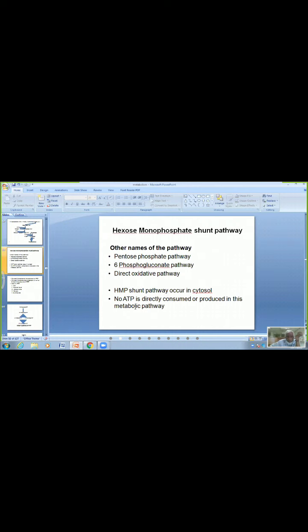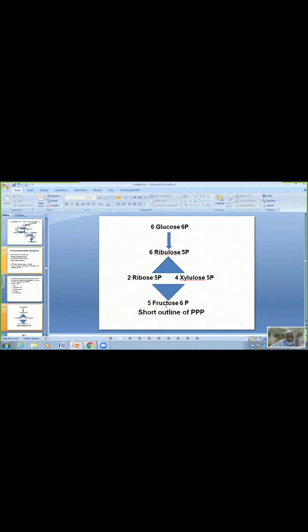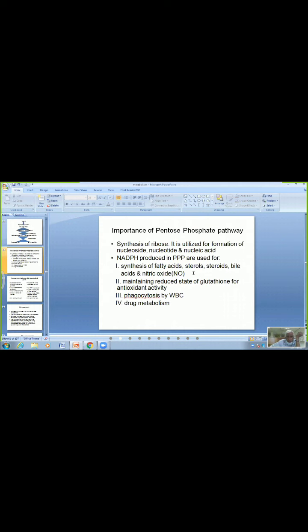And the NADPH is used for reductive synthesis of fatty acids, cholesterol, steroids, bile acids, and nitric oxide also. It is also responsible for maintaining the reduced state of glutathione, which is essential for antioxidant activity, and for phagocytosis by WBC. This reducing energy is required, and it is also required for drug metabolism.